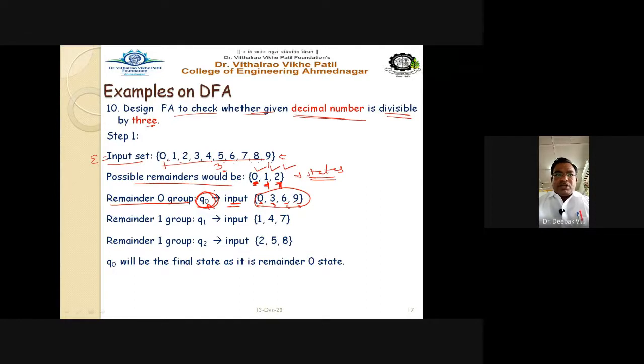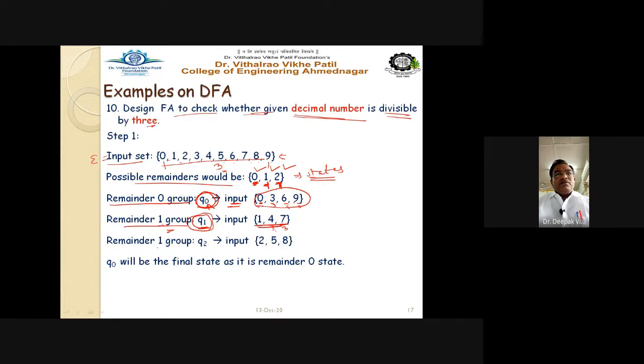Getting this point? Now for the remainder 1 group, the state is Q1. So which inputs should you give so that you get 1 as a remainder? Inputs are 1, 4, and 7. If you take input 4 and divide by 3, you will get remainder 1. If you take input 7 and divide by 3, you will again get remainder 1. So this is the input group, and this is the state Q1, where you get remainder equal to 1.